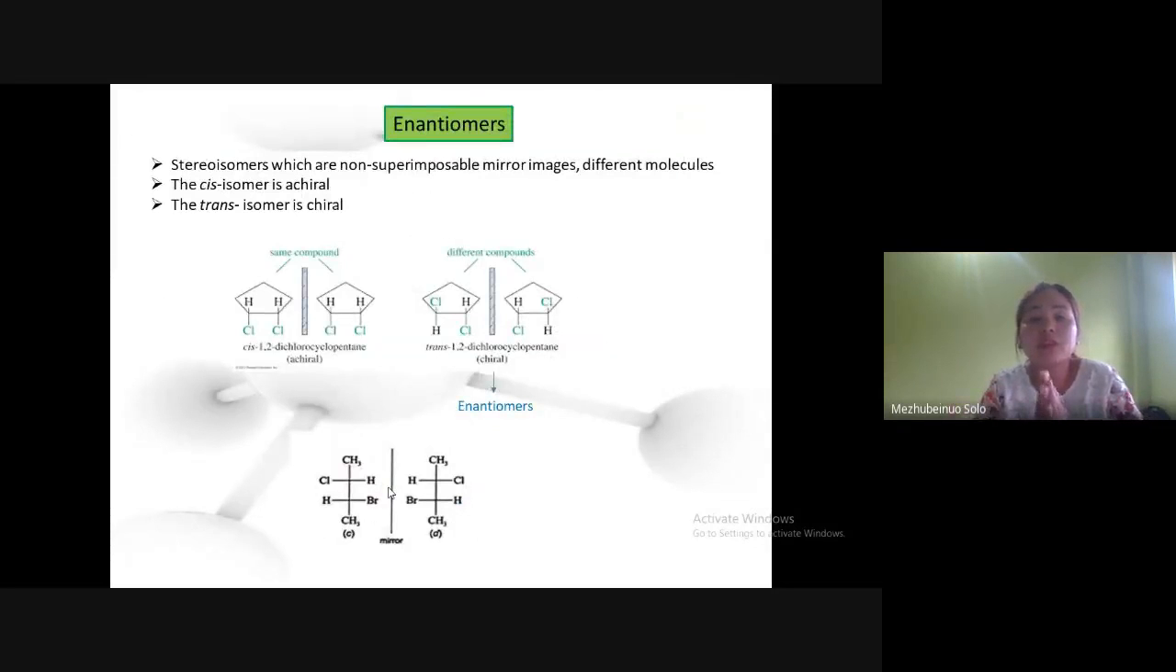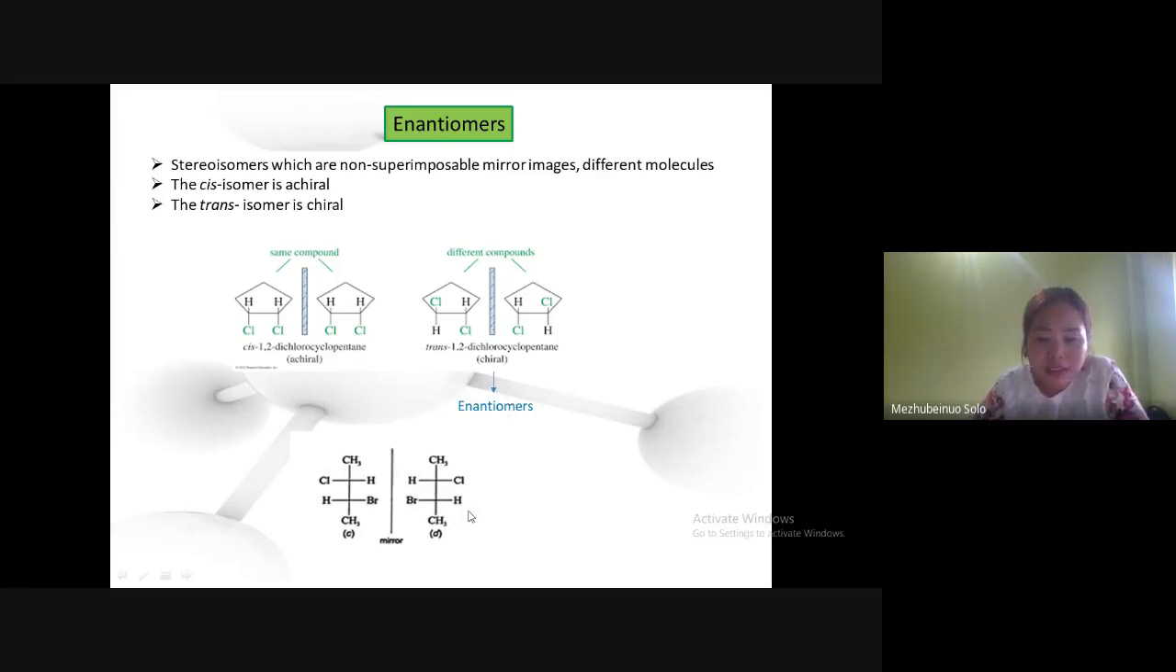Now coming to enantiomers, these enantiomers are non-superimposable mirror images, and they are different molecules. And the cis isomer will always be achiral, and the trans isomer will always be chiral. So let us see the example here. I have given the cis molecule of 1,2-dichlorocyclopentane, and this is the mirror image, where we see that the mirror image is the same as the image itself. So they are superimposable mirror images. Therefore, they are the same compound and they are not enantiomers. But in the case of this trans molecule of 1,2-dichlorocyclopentane, see, the mirror image is not superimposable on the image. So these two are different compounds, and this type of compound is called enantiomers.